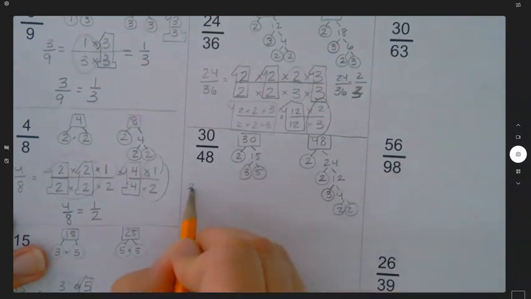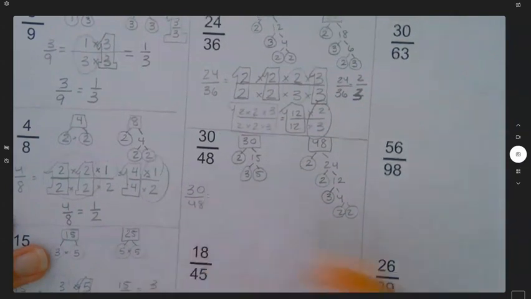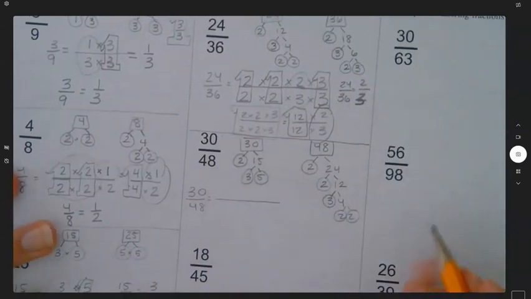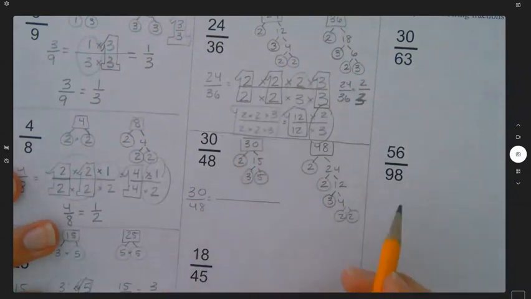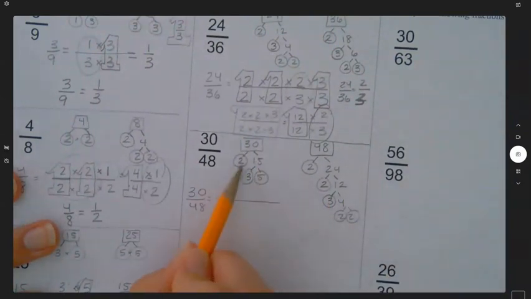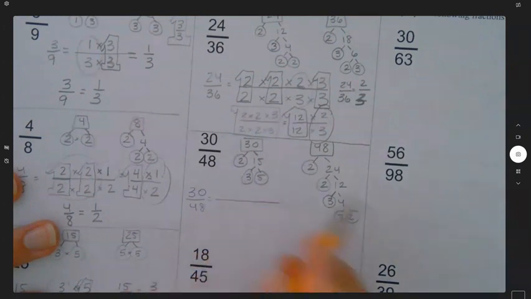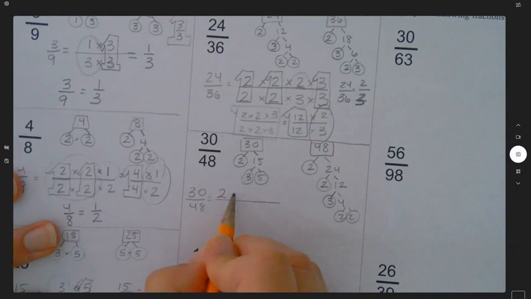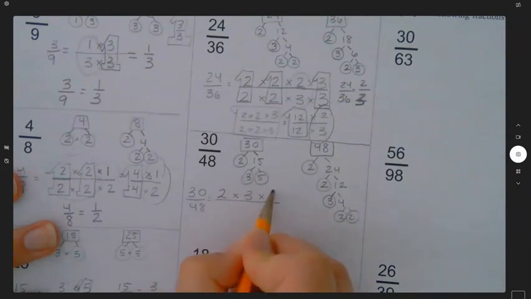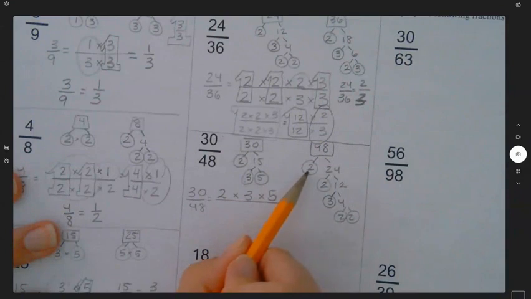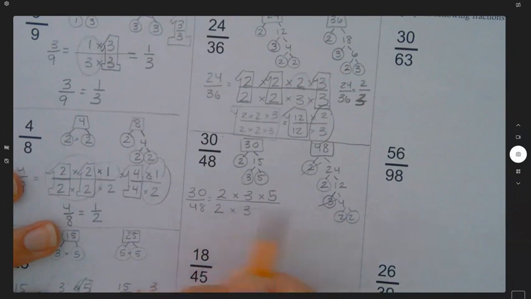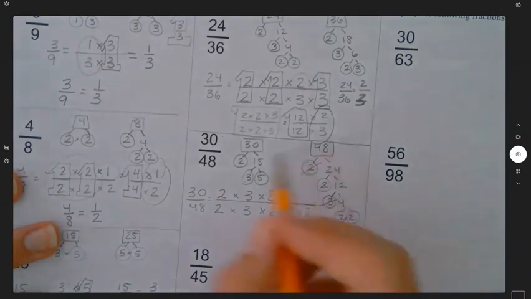So now the next step is to rewrite each number as a multiplication sentence of its prime factors. And I'm kind of looking to see what I need to line up here so I can make my ones. So I know I have a 2, a 3, and a 5 for my 30. And here I see a 2 and I see a 3. And then the rest of them I can just put in there. So that's one way you can get your ones to line up to be the giant one.